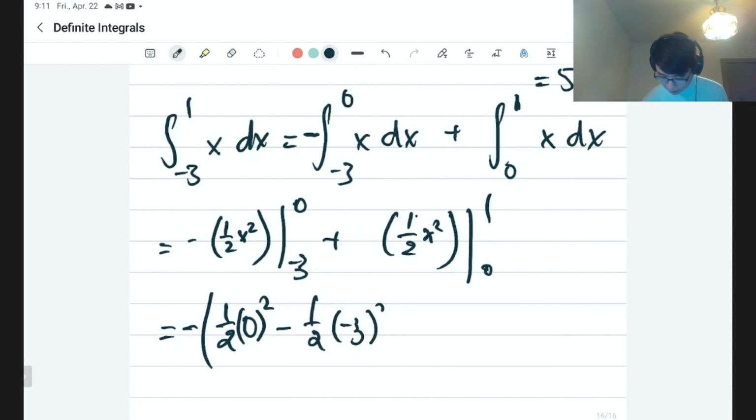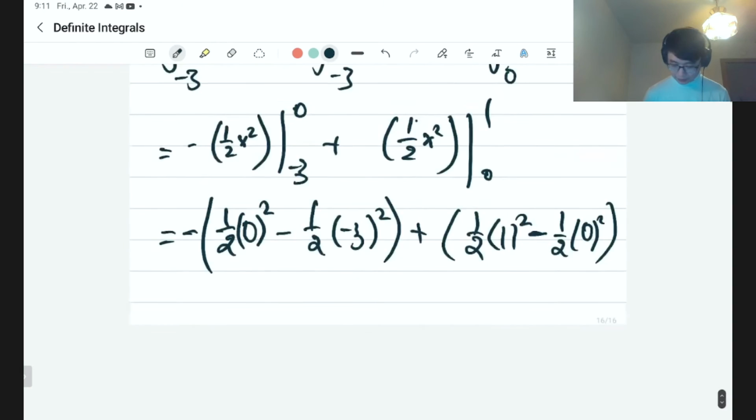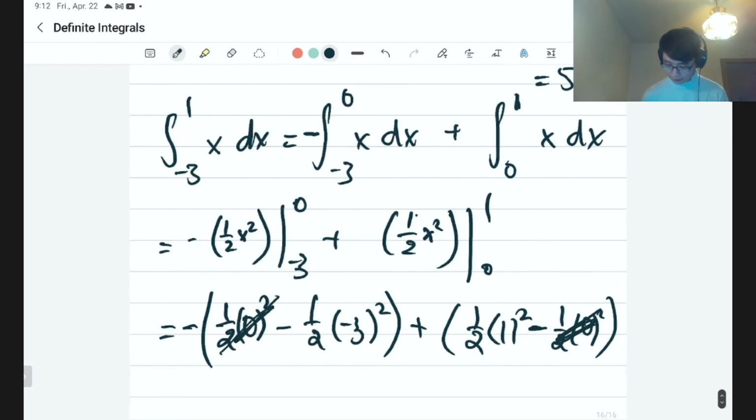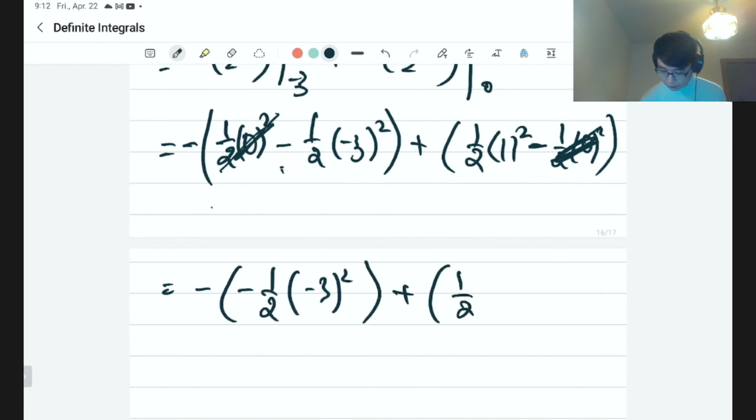So -3 squared, right? Plus 1/2 1 squared minus, not that one, minus 1/2 times 0 squared. All right, so when you're calculating that, I'm going to take out my negative sign. So I have negative here, negative plus positive. Let's not be lazy. Some of you guys can see it, but again, I want to make myself clear. All right, so like this, plus 1 over 2.